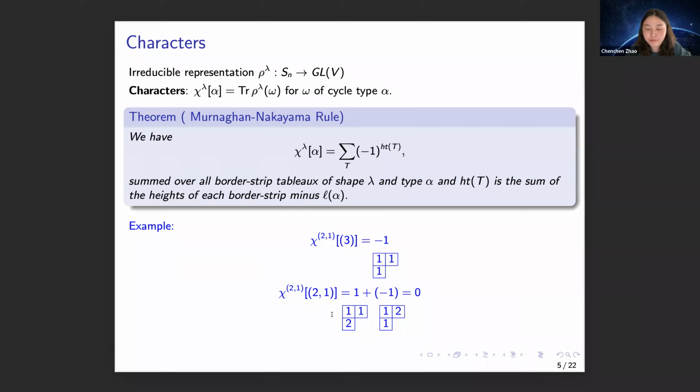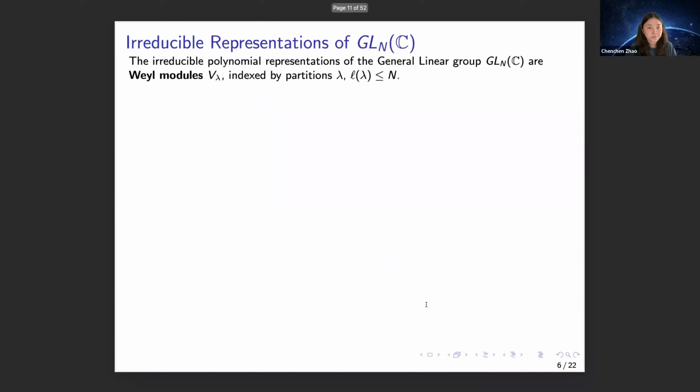And if we are filling the tableau with 2 ones and 1, 2, there are 2 ways of doing this. We can either put the 2 ones on the first row or put them in the first column. In the first case, the height is 0, and in the second case, the height is 1. So we have 1 minus 1, which is 0. So this is another way to evaluate the characters.